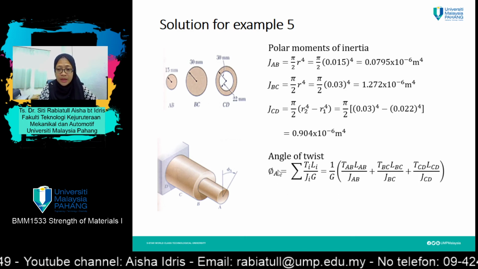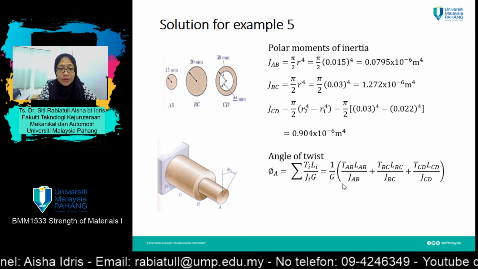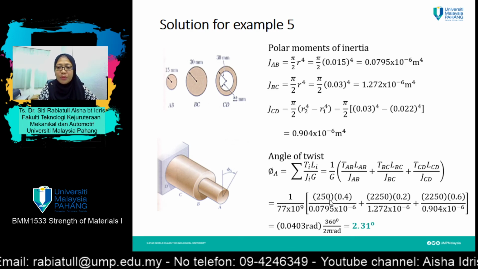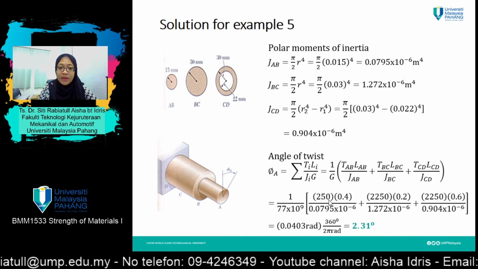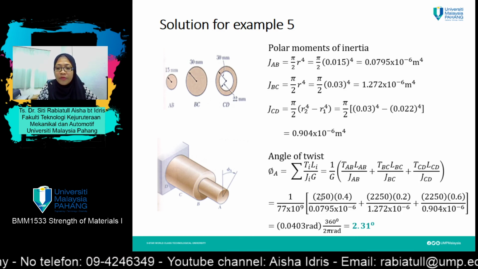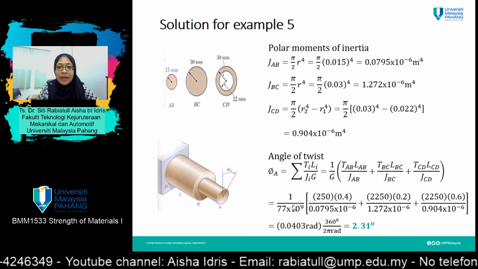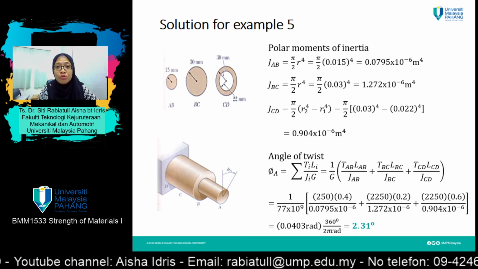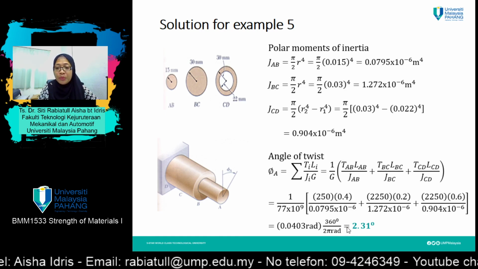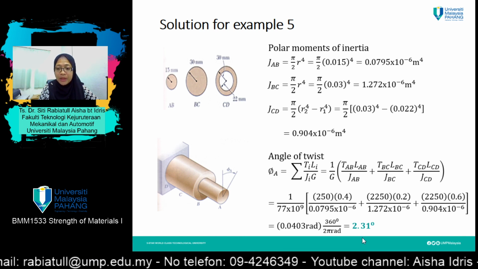After that, the angle of twist phi equals TL over JG, and we know there are three sections, AB, BC and CD. You just substitute all the information given into this formula. From this calculation you get the value in radians, and therefore you need to change it into degrees. So you get the angle of twist at point A equals 2.31 degrees.